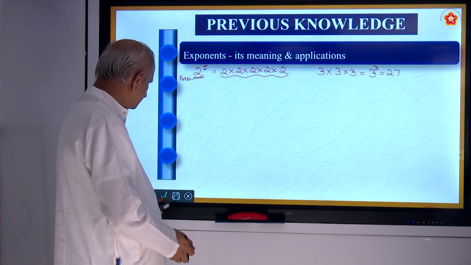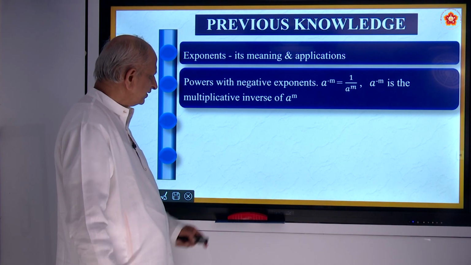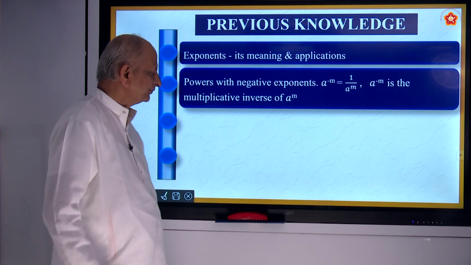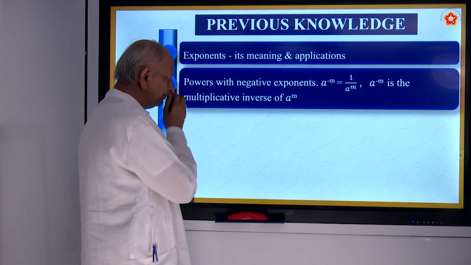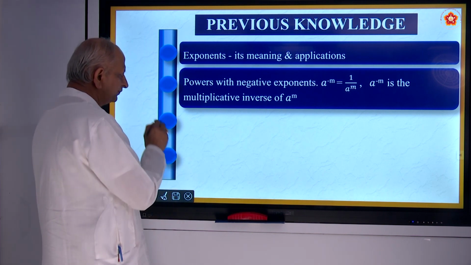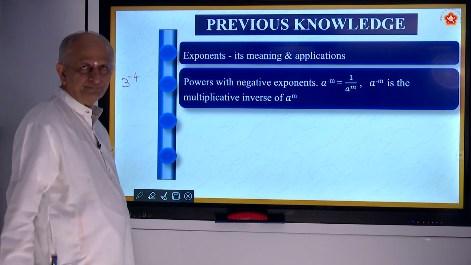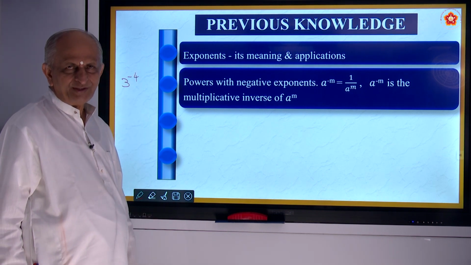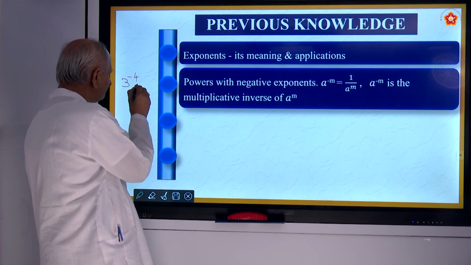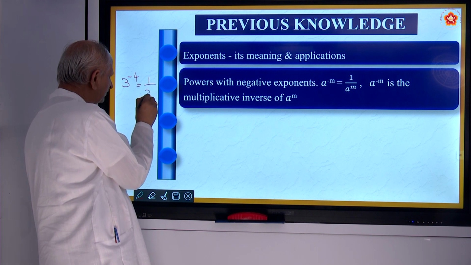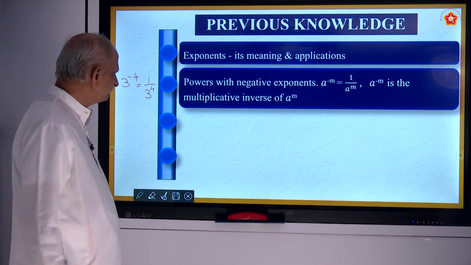Okay. And one more thing we have seen is negative exponents. Suppose here, for example, a to the power of minus m is there. That is called a negative exponent. Suppose you have 3 to the power of minus 4. Here minus 4 is the exponent or power, and 3 is called the base. So what is the multiplicative inverse? 1 by 3 to the power of 4.